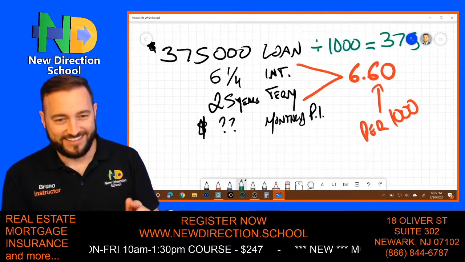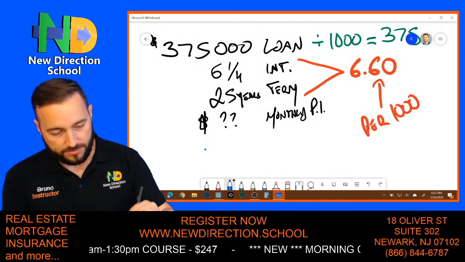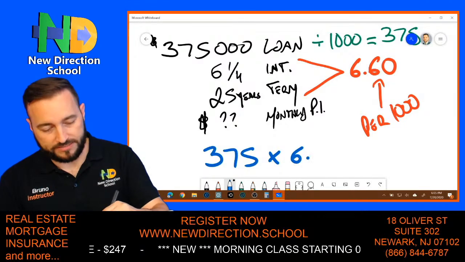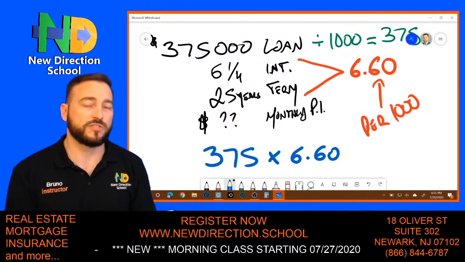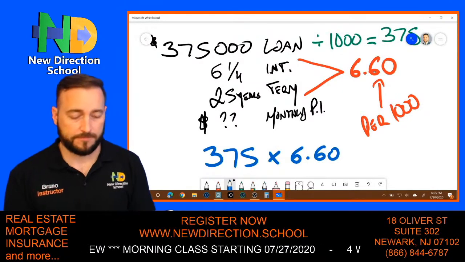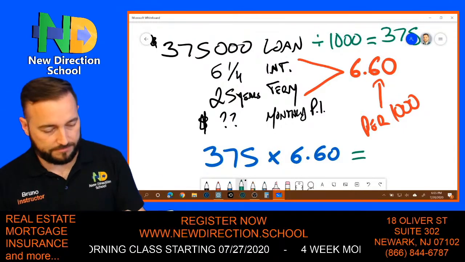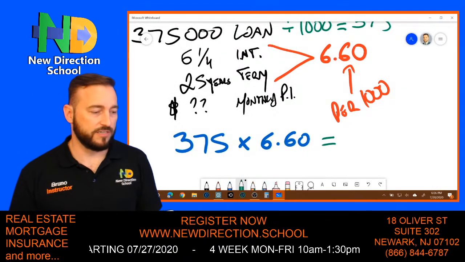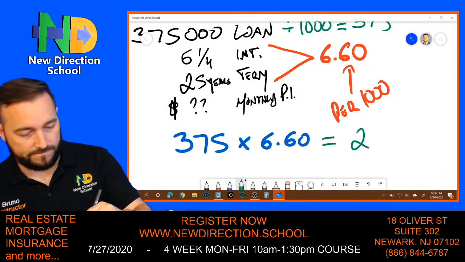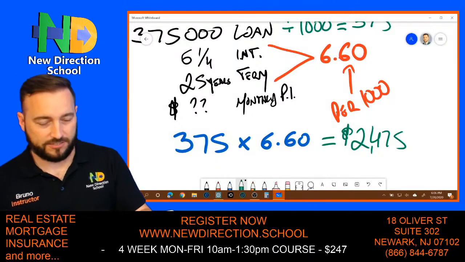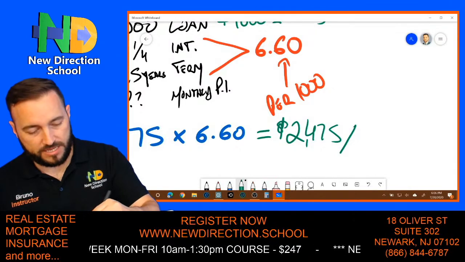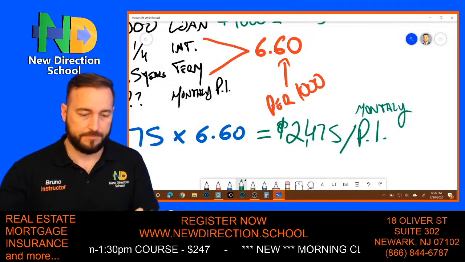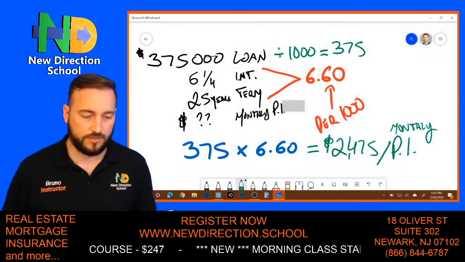All right, so here we go. Ready? 375 is the number of thousands times the 6.60 or 6.6 that it takes to amortize a 25-year loan at 6.25%. And the number that we get, calculators, now you can help me if you got here. 375 times 6.60 is 2,475. So yes, Geraldine, you're correct. And this is PI per month, okay? So monthly PI. And there you go. That's the whole thing.